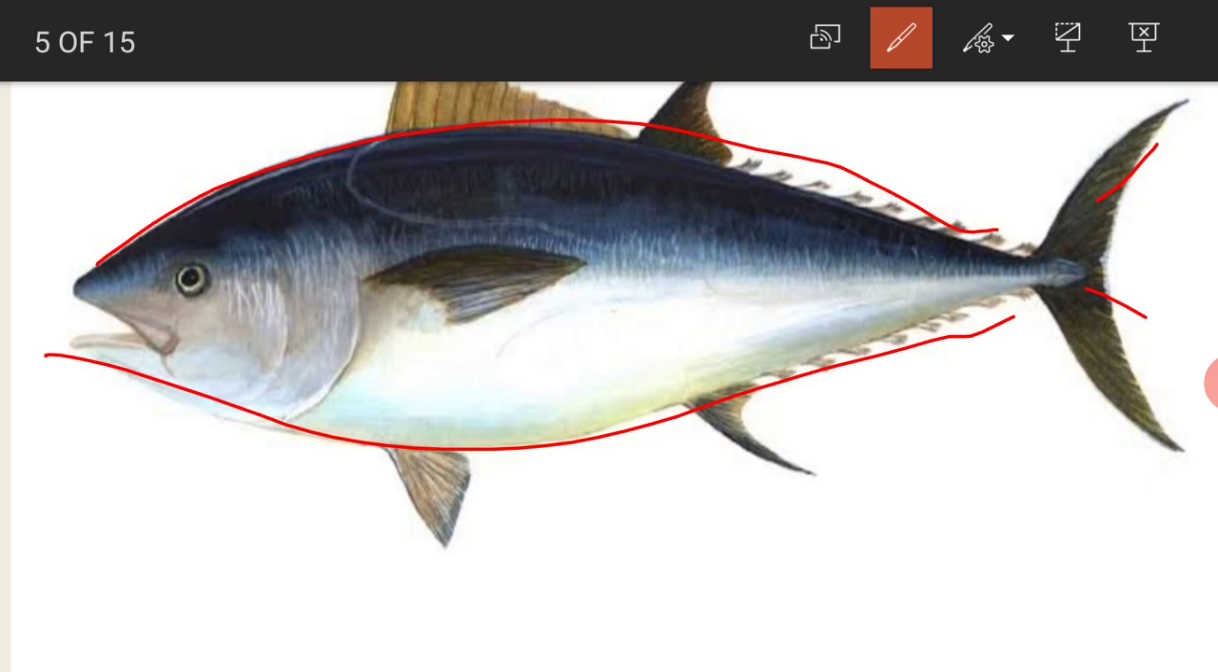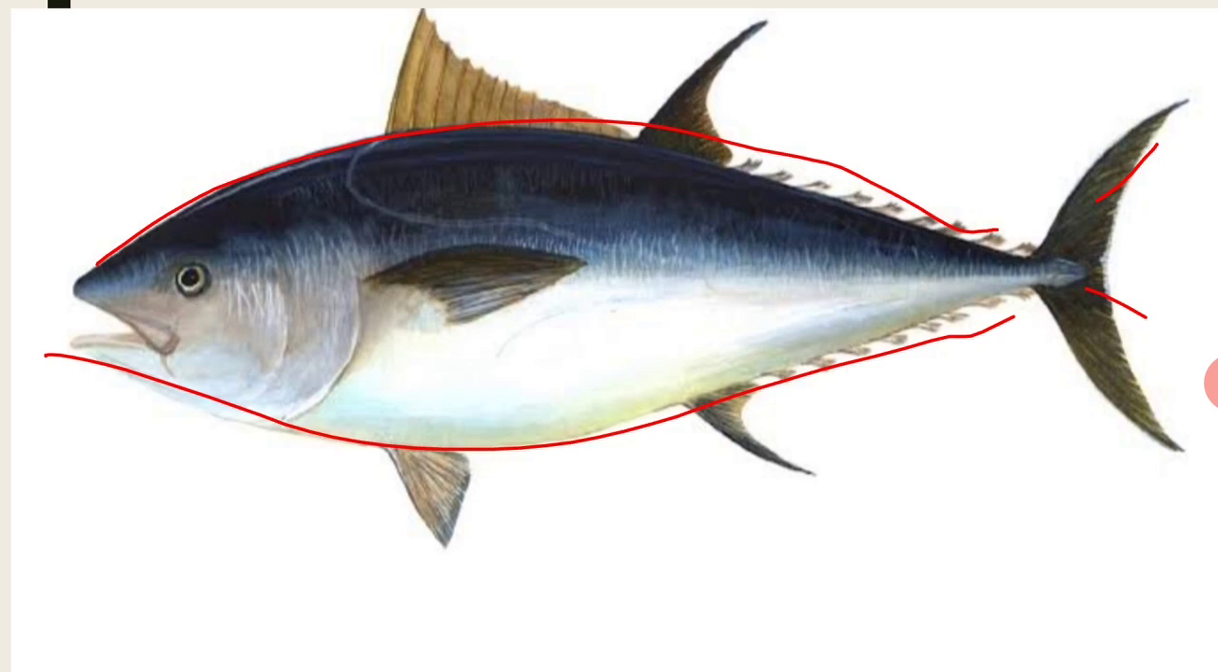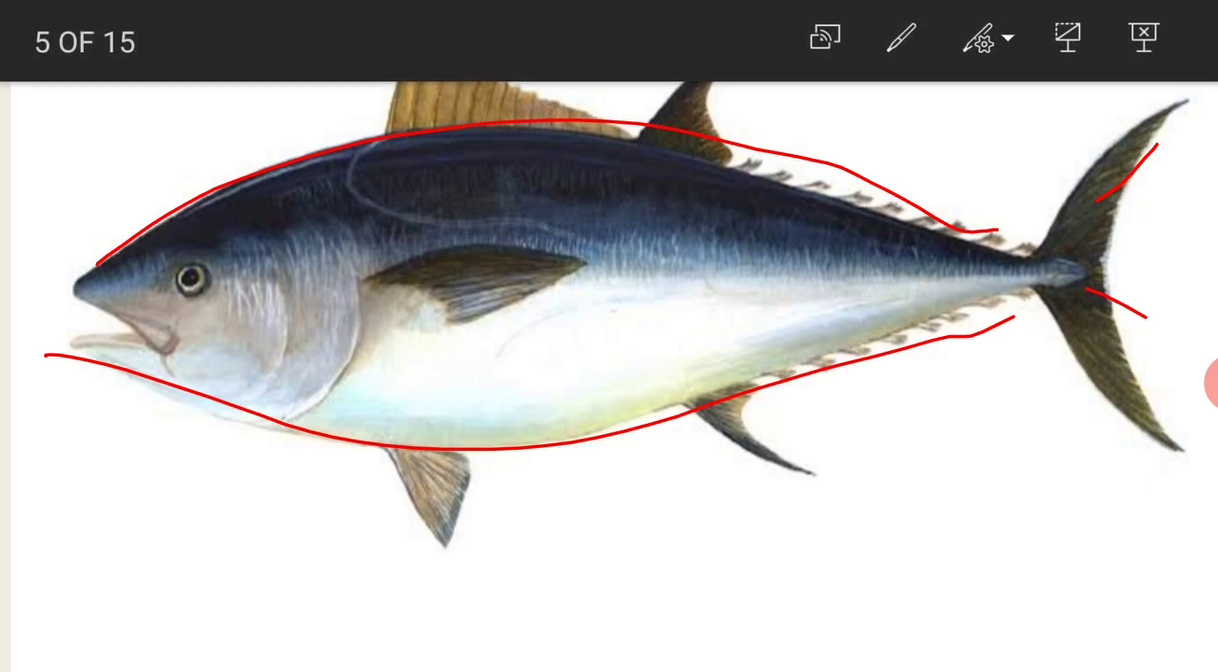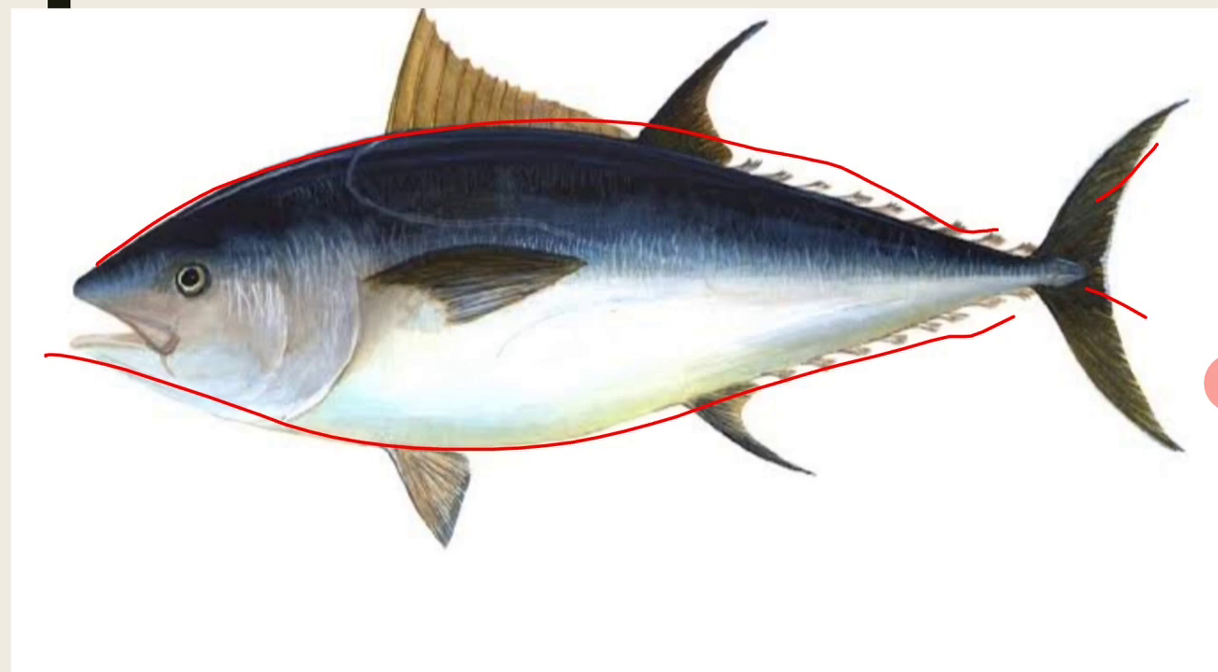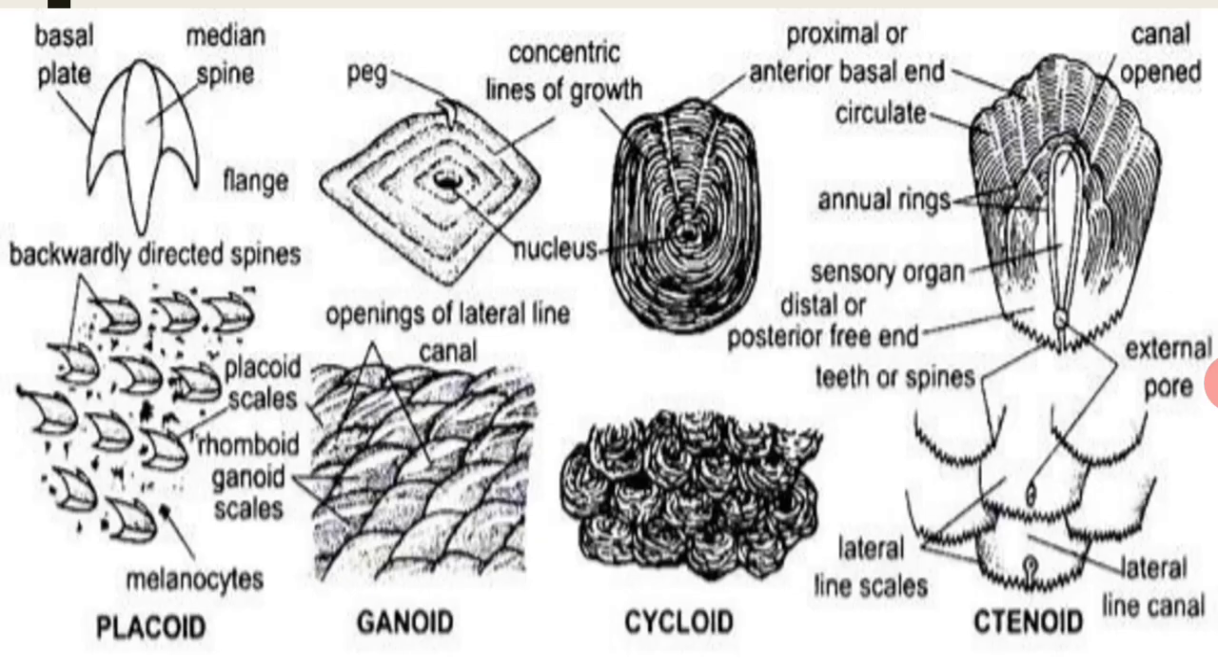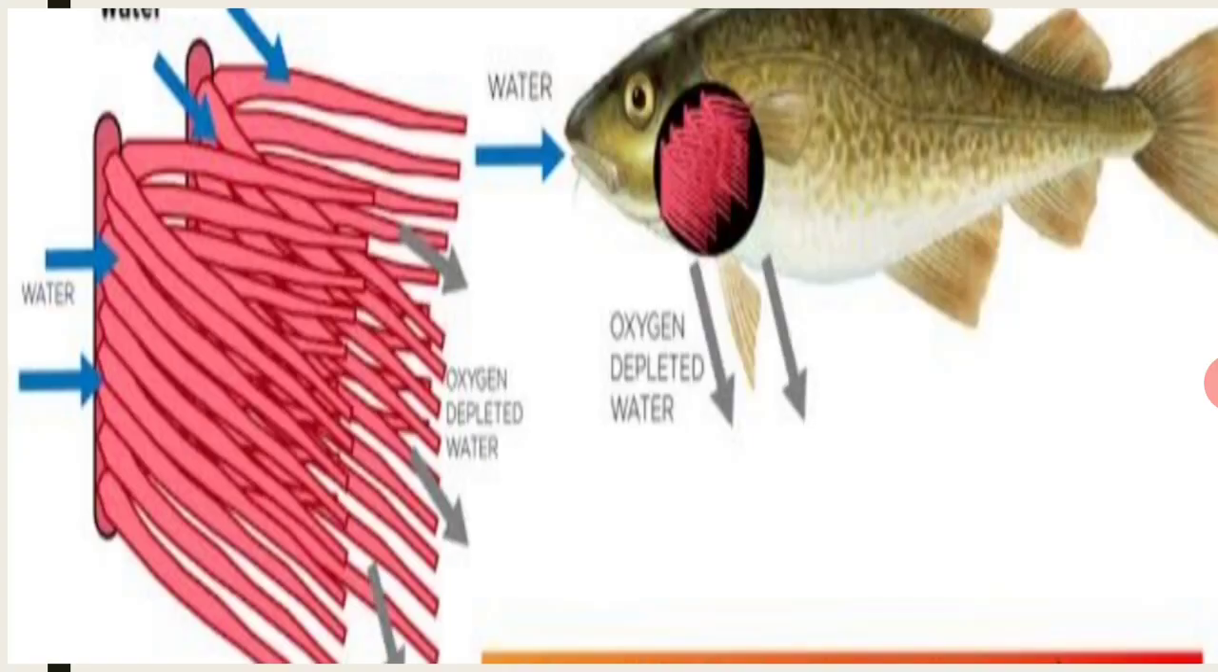Caudal fin may be symmetrical or asymmetrical. That means the symmetry of the caudal fin differs from class to class, from order to order in case of fishes. So these fins are useful for locomotion. Especially caudal fin is useful for changing the direction during the process of movement. And here you can see the different types of scales. Of course, there are cycloid, ganoid, ctenoid, placoid scales. Placoid are the most primitive scales.